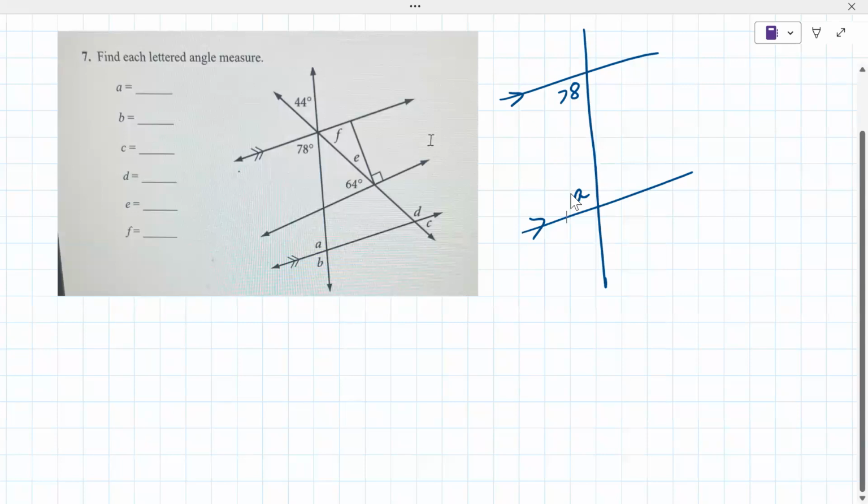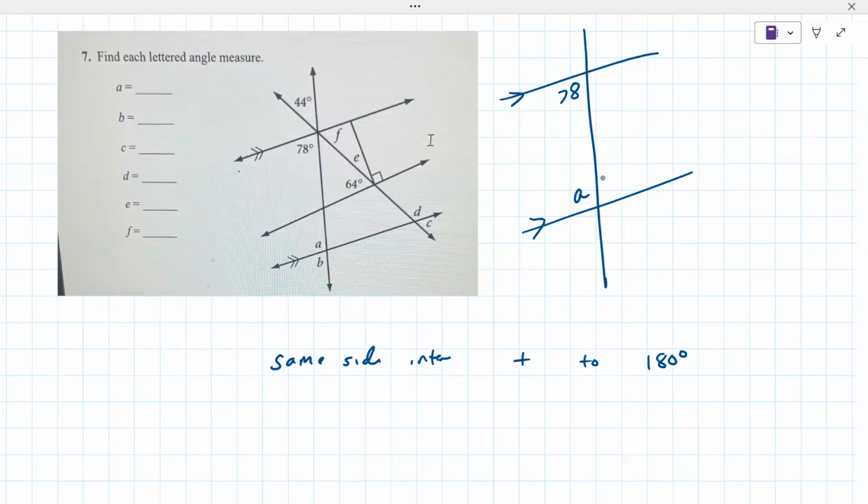So same side interior angles add to 180. So I would just do, oh, I don't have my calculator with me. I'd just do 180 minus 78. So that would be 102. And that's for A. Even though A is below that line, it's still the same thing.